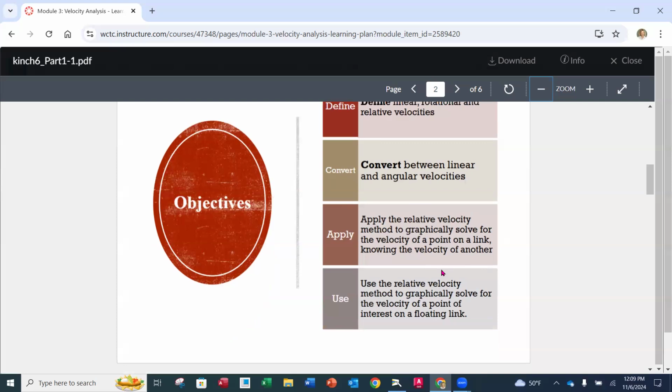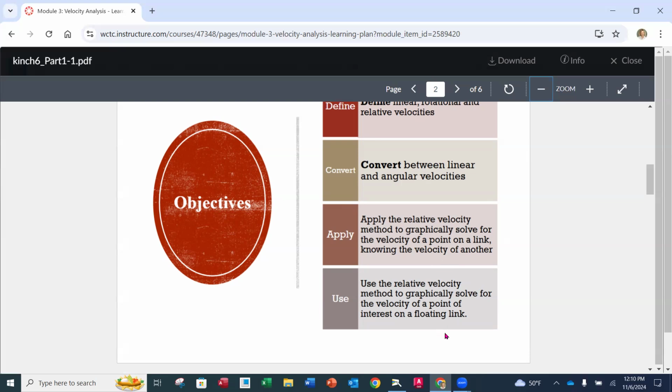We're going to apply the relative velocity method to graphically solve for velocities of a point on a link, knowing some velocity of another. So we are going to be using AutoCAD 2D layouts to get accurate results for these graphical methods. Yes, you could use a protractor, pencil, and compass to get this very same thing, and I'm not going to have you do that. But as you can imagine, you're not going to get it to 14 place accuracy like we do in AutoCAD. So we will be using AutoCAD to get our answers very accurately.